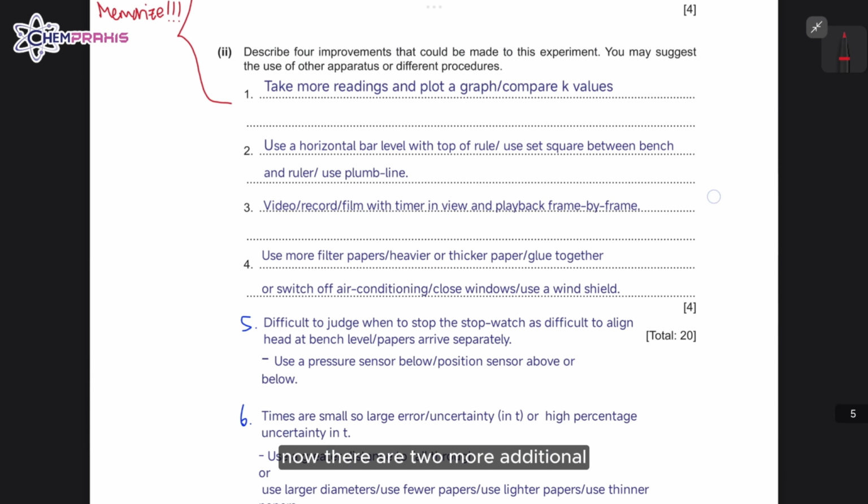Now there are 2 more additional uncertainties that we can write, which the fifth one is difficult to judge when to stop the stopwatch, as difficult to align head at bench level, papers arrive separately, and its improvements you can say use a pressure sensor below or position sensor above and below.